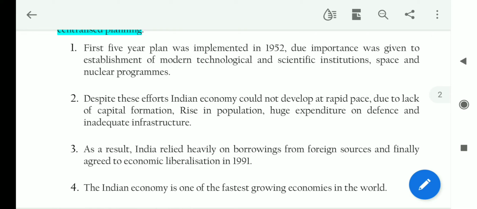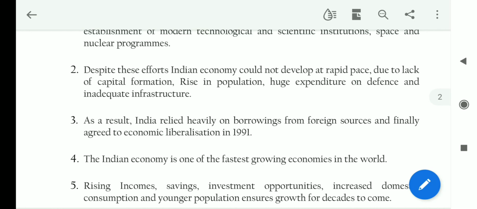There were some reasons, like lack of capital formation, as poverty was the major issue. So India did not have that much fund to re-industrialize. Then rise in population, which at that time was a major issue: more population and less funds, less income. Then huge expenditure on defense, as they had to invest a lot of money in defense. Then inadequate infrastructure. Even if we talk about infrastructure, India was far behind other countries.